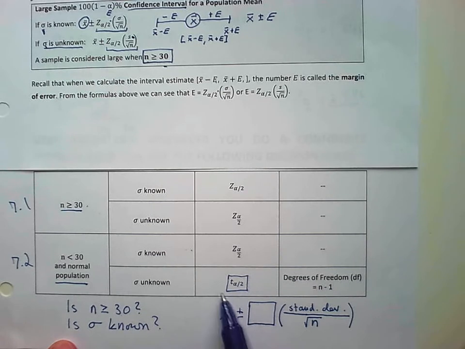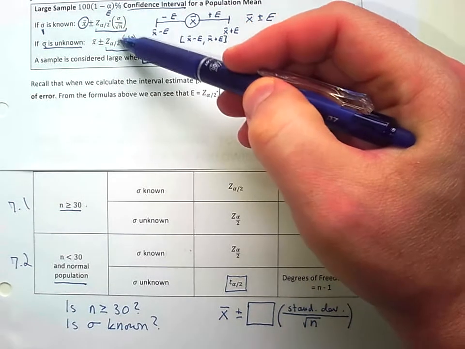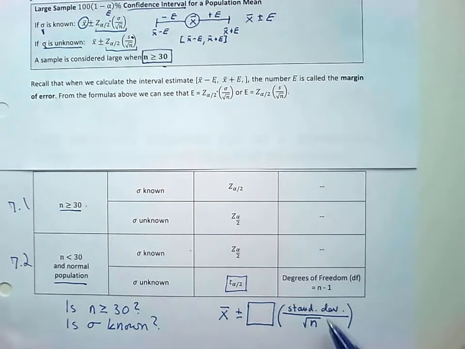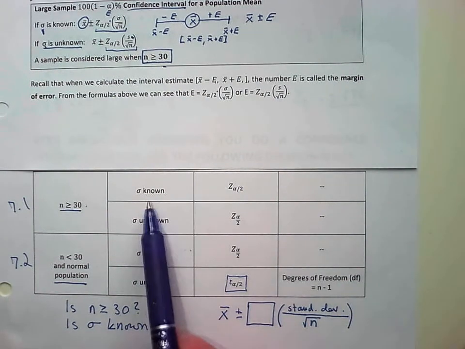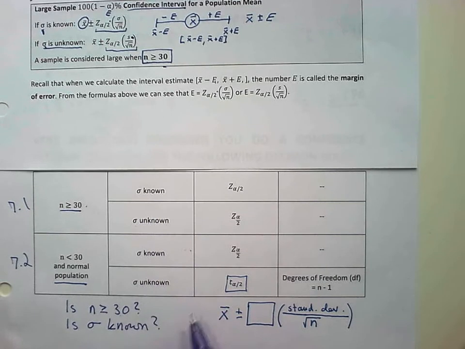The only time that we can ever get down here to this box is if we answer no to both of these questions. Other than that, we would always use z sub alpha divided by 2 here in this box, which is just this spot in our formula. And up here, we would just adjust the symbol that we're going to use for the standard deviation, sigma if we know sigma, or s if we don't know sigma.